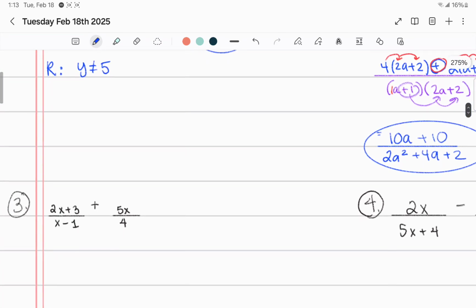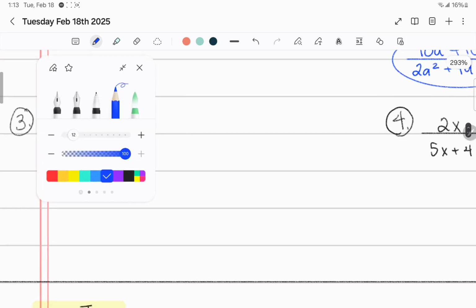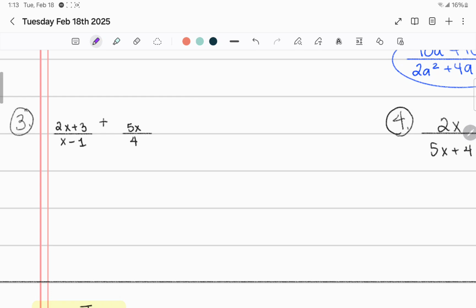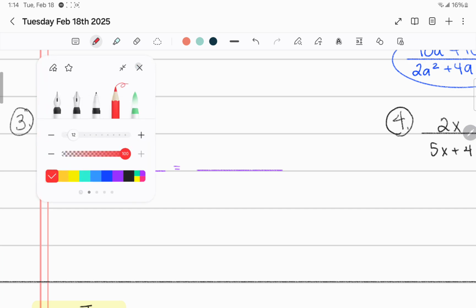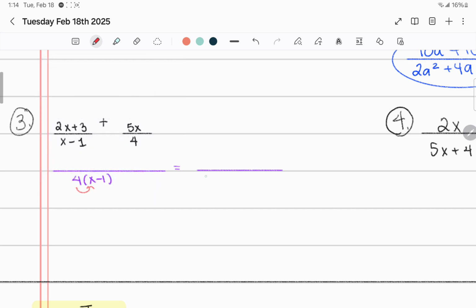Okay, number 3. So again, the rules, you guys have them there on your paper. The rule is to multiply the denominator. So we have 4 times x minus 1. That's our denominator. So we're doing 4 times x, that's 4x. And then 4 times negative 1 is negative 4. So this one's not too bad.